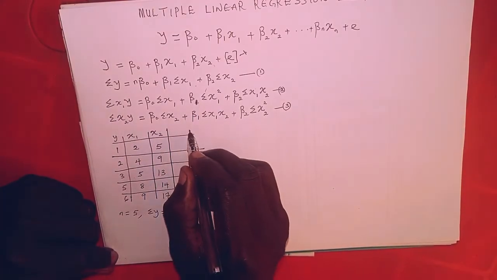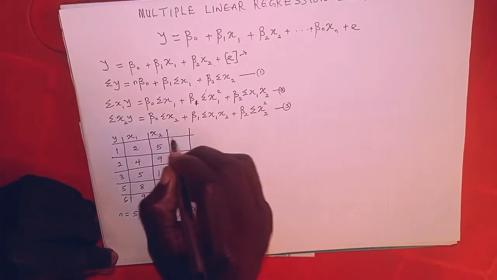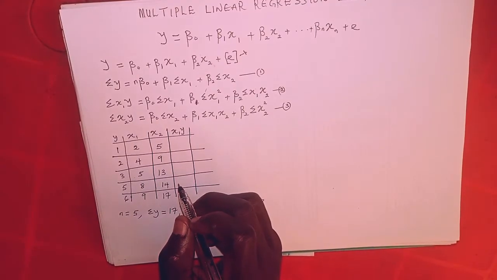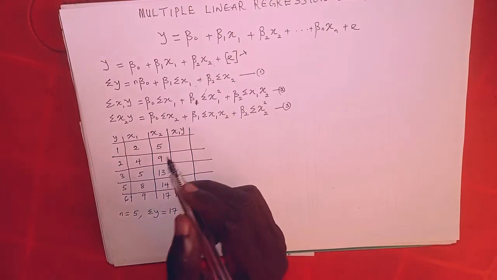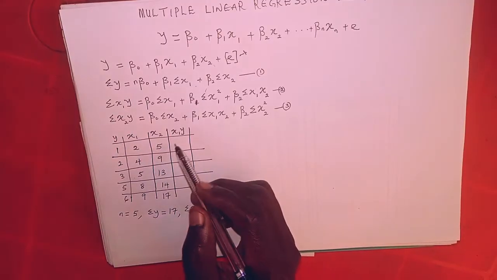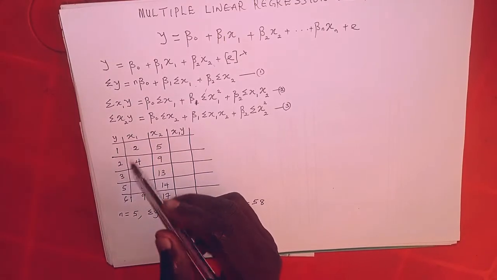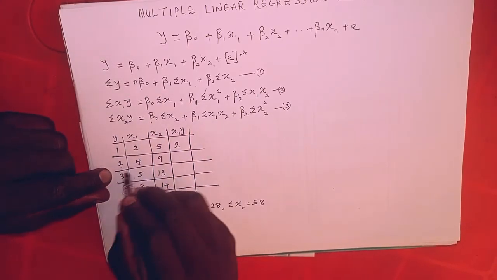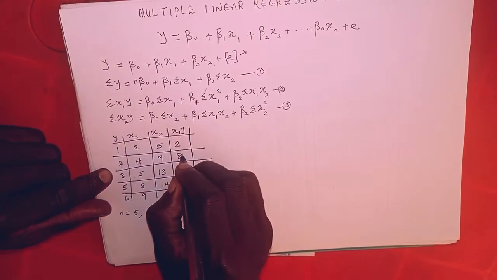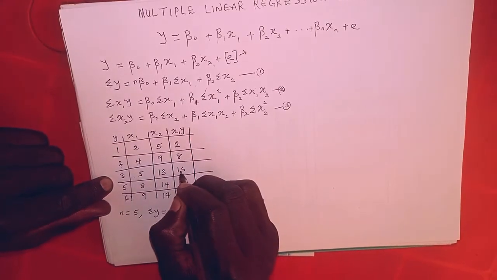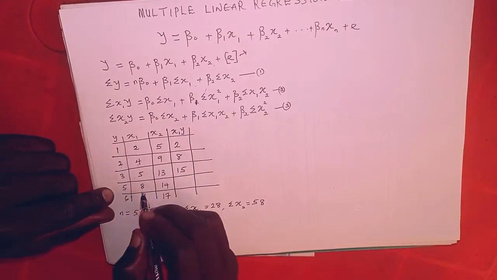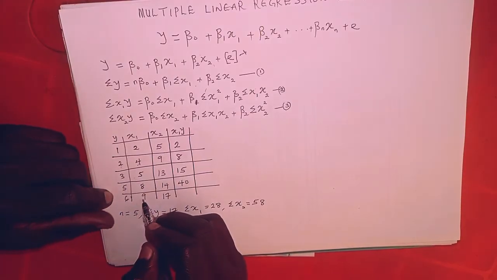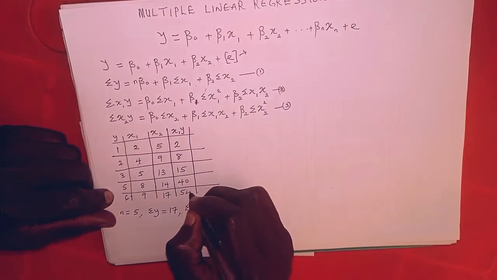All right, we also need, from here, we need summation x1y. So we need to form another column here to get x1y. Which means we are to multiply each value in the column x1 by the corresponding value of column y. So here we have 1 times 2, that's a 2. This 2 multiplied by 4, 8. This multiplied by this, 15. This multiplied by this, we have a 40. 6 multiplied by 9, that's a 54.